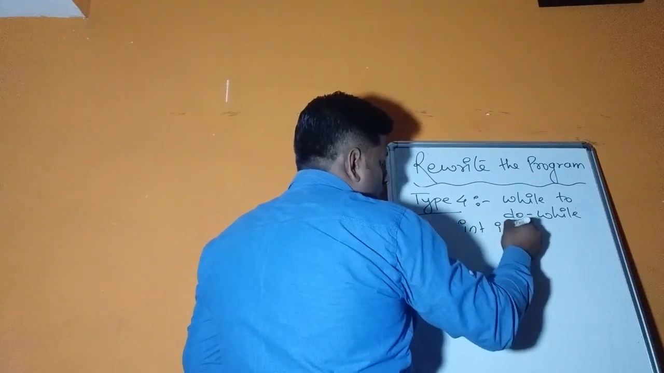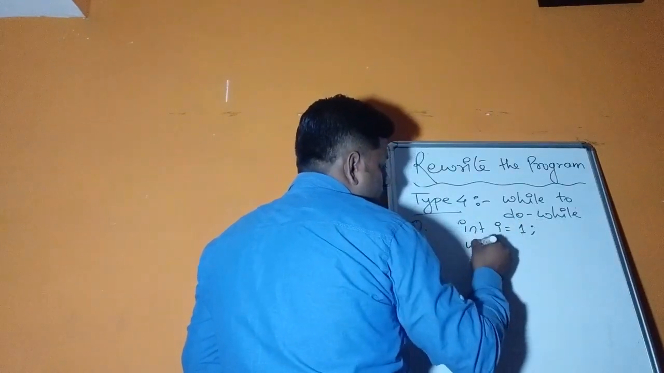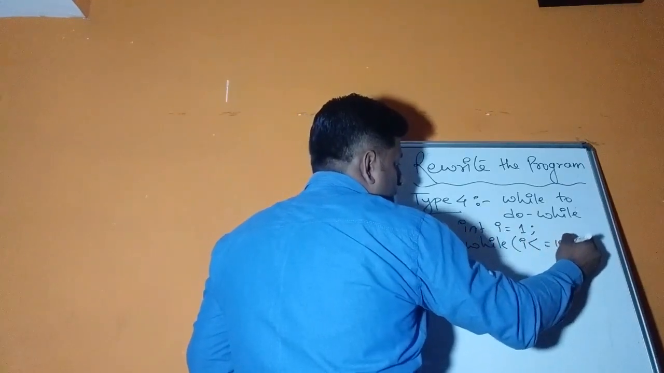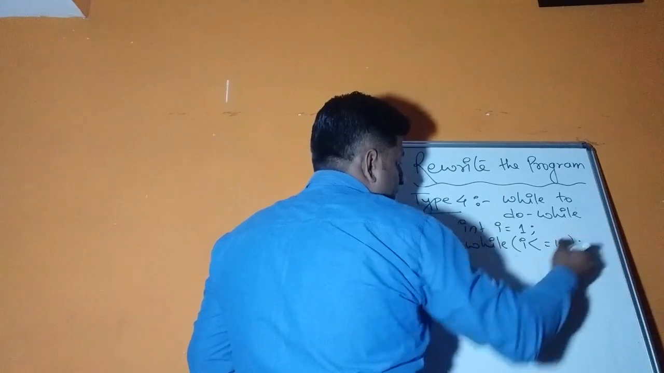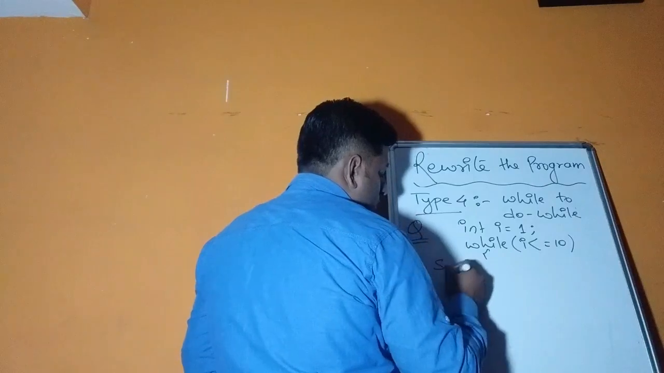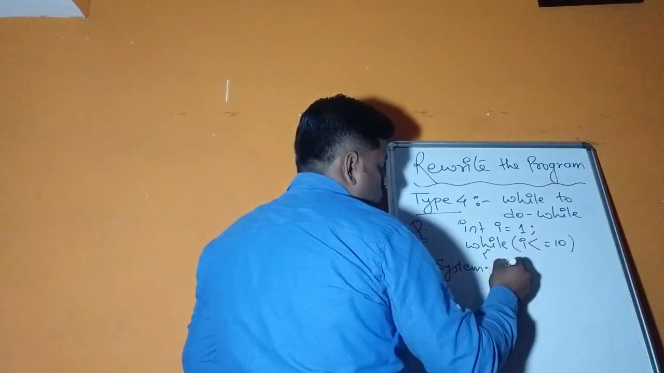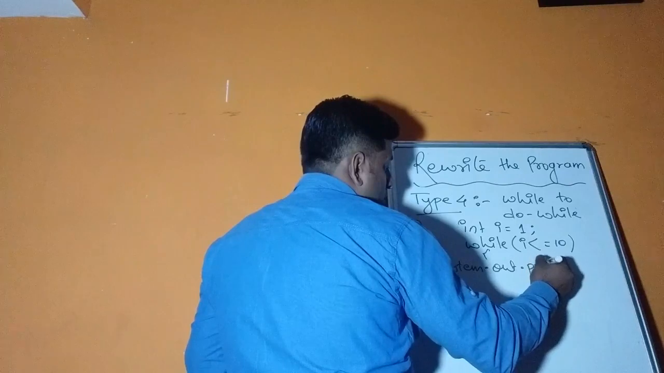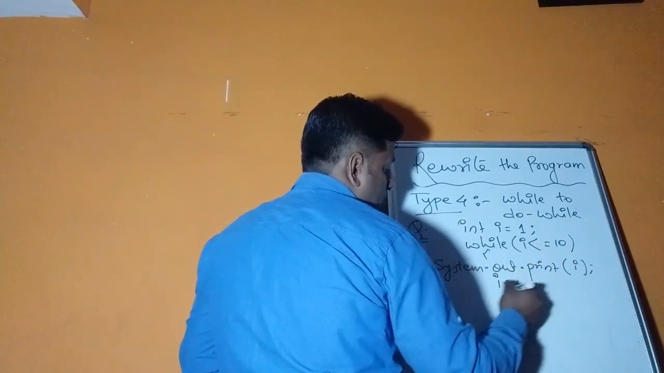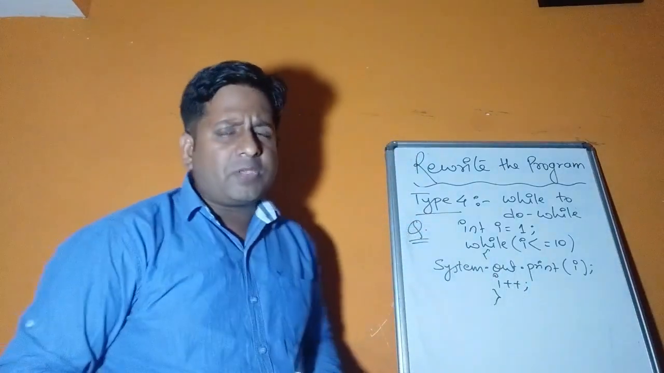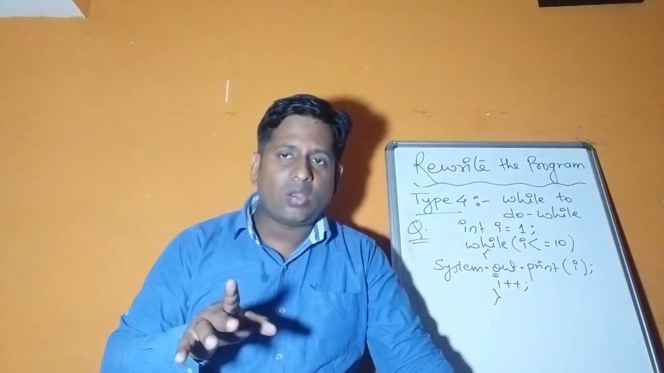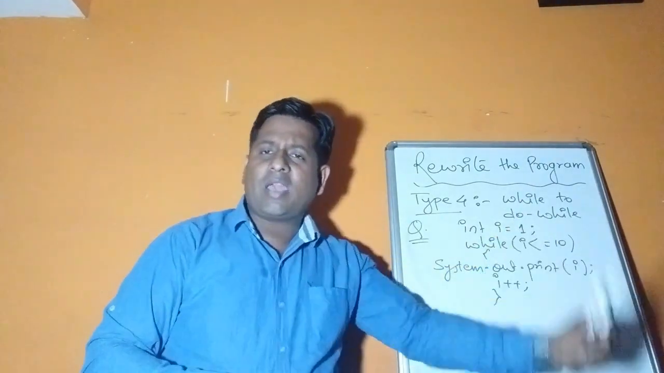int i = 1; while (i <= 10) { System.out.println(i); i++ }. That means the same as the previous question, the previous solution, the previous answer, the for to while one. That while loop I have just taken here as a question for converting to do while.